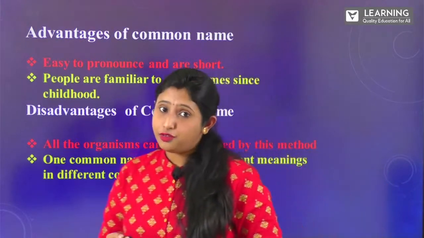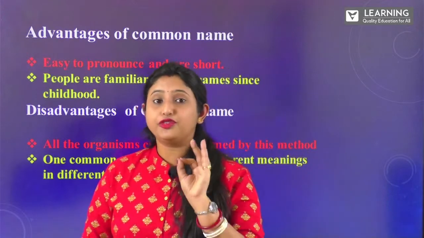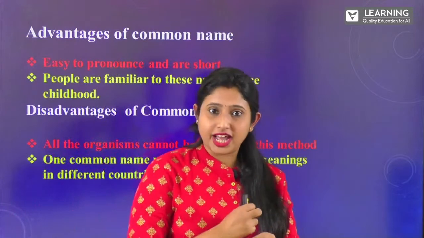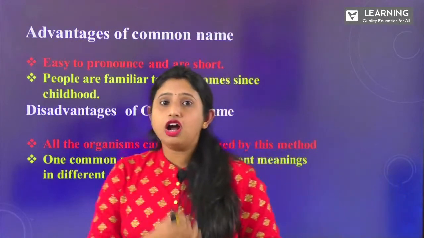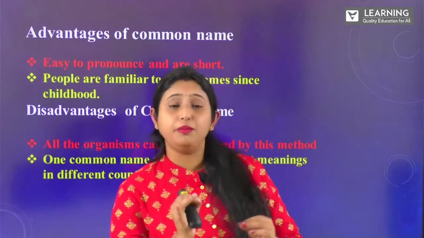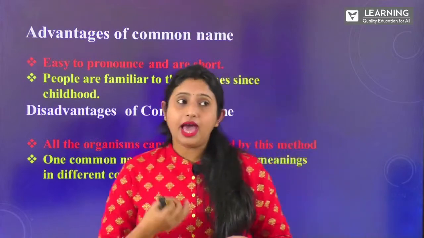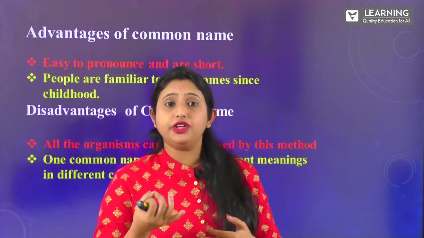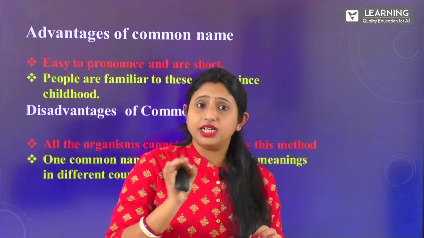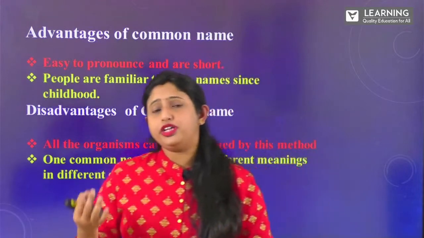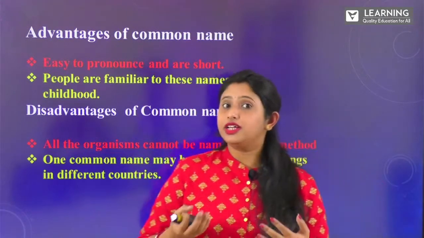But they also have some disadvantages. What are the disadvantages? There might be confusion, right? Since different regions have different common names, there might be different meanings for them. So here the disadvantages arise. All the organisms cannot be named by this method. There will be confusion, and one common name may have different meanings in different countries. For example, in our country the common name rose might have a different meaning in another country. That is the problem with it. Understood? Are you clear with the common name?